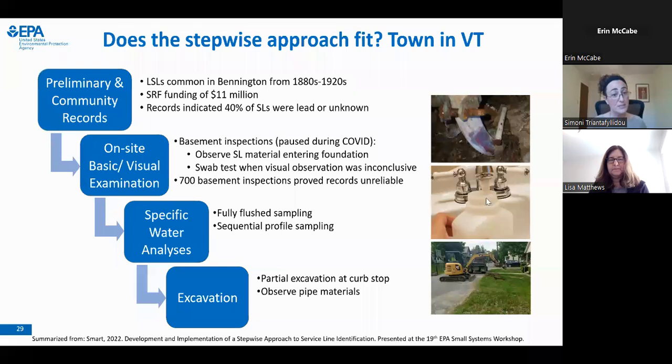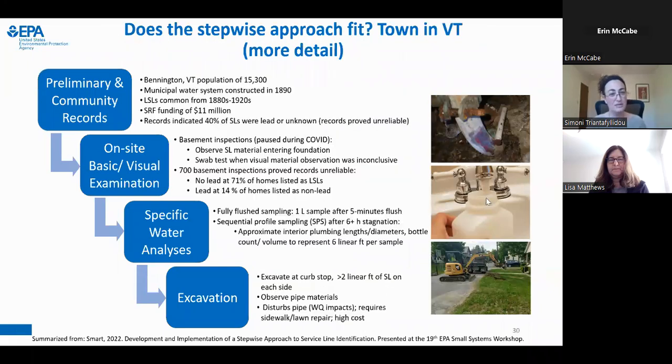But their inspections basically indicated that their records were not reliable. So they then moved to specific water analyses, flash samples and sequential profiling, and to partial excavation of service lines. This is just a very general highlighted approach. There's more details on this slide for anyone who would like to know more about this case study, based on the presentation that was made, which I'm mentioning at the bottom of the slide. But the stepwise approach fit really well in the town of Pennington.